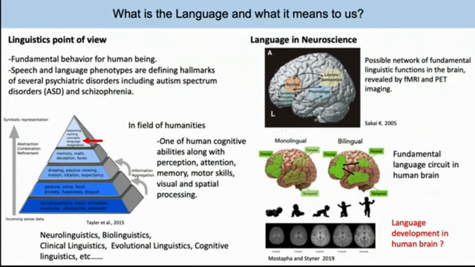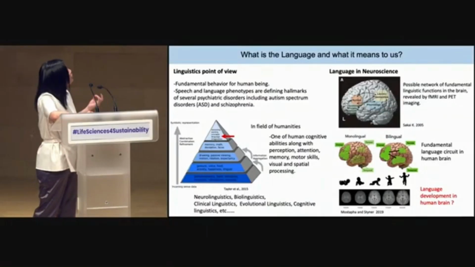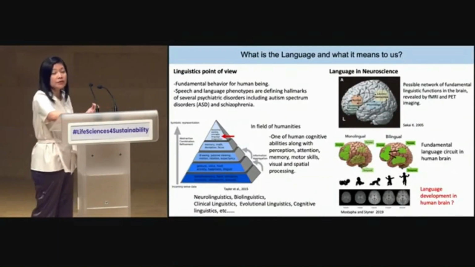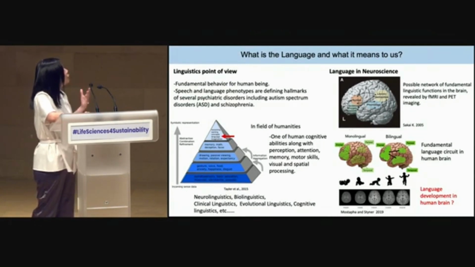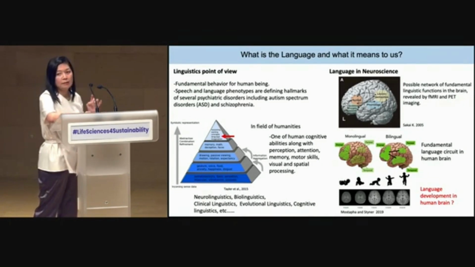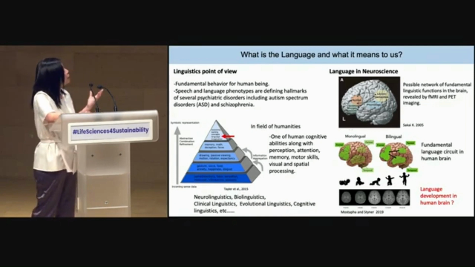Since it's a big question, there are many different fields that work on language. From a linguistic point of view, they think this is the fundamental behavior that makes us human, so it is really important. In the humanities, they put language on the top of the pyramid above perception, attention, memory, motor skills, and all of those behaviors. This means they take language as the most complicated behavior to understand. This is the reason why it is taking so long, and we still haven't solved all the problems to understand what language is, although we know it is really important.